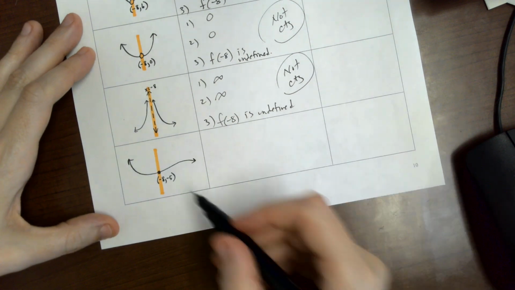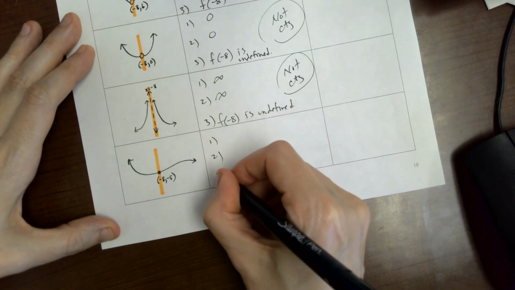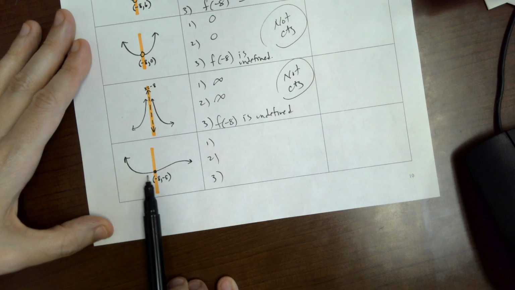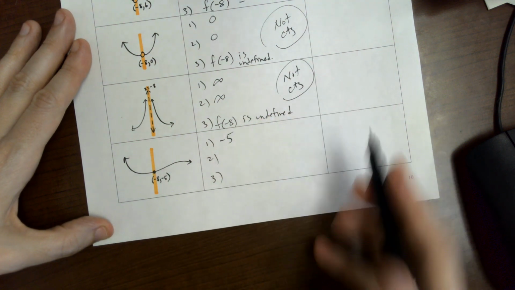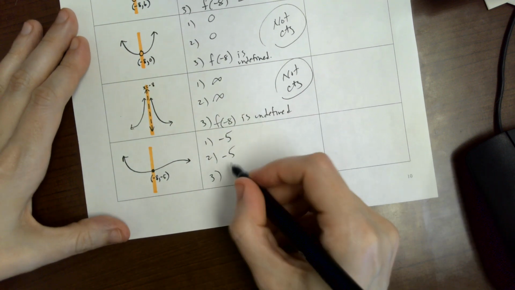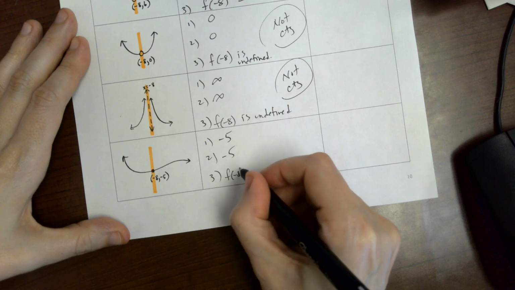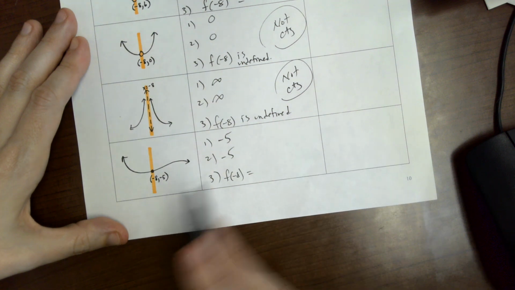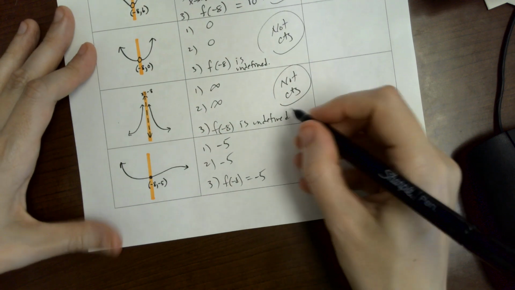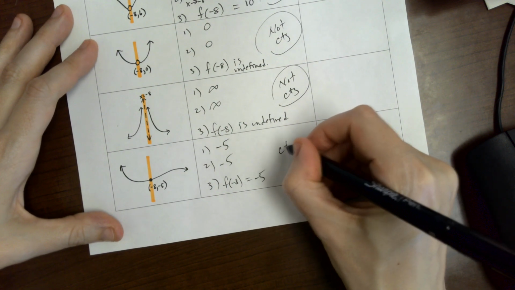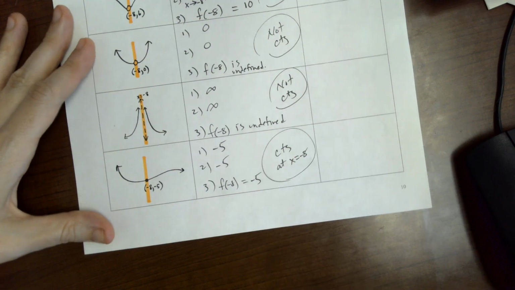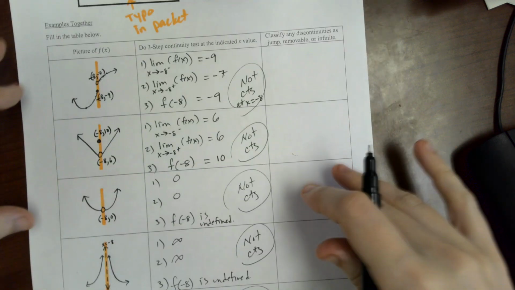All right, now this last one, 1, 2, 3. Let's see what happens here. First, approaching the wall from the left, -5. Approaching the wall from the right, -5. And then finally, we've got f of -8 that is equal to -5. So all three of these things are the same, so the graph is continuous at x equals -8. Okay, so it was only that last one.